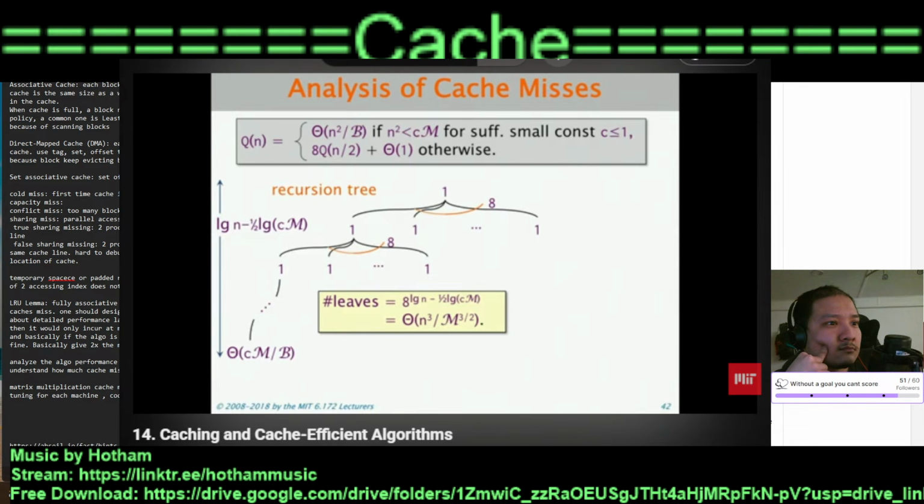And this is equal to theta of n cubed over m to the 3 halves. So the n cubed comes from the 8 to the log base 2 of n term. And then if I do 8 to the negative 1/2 of log base 2 of cm, that's just going to give me m over m to the 3 halves in the denominator. So any questions on how I computed the number of levels of this recursion tree here?